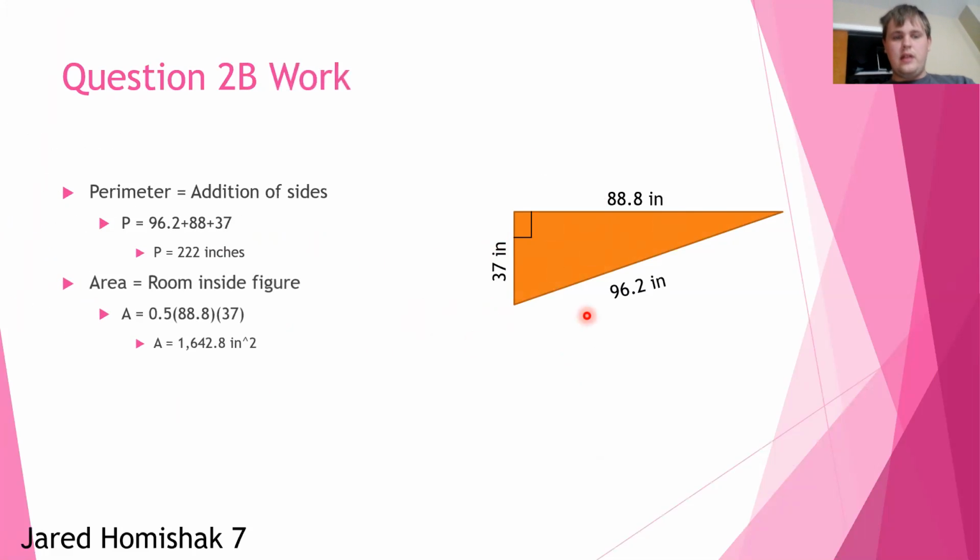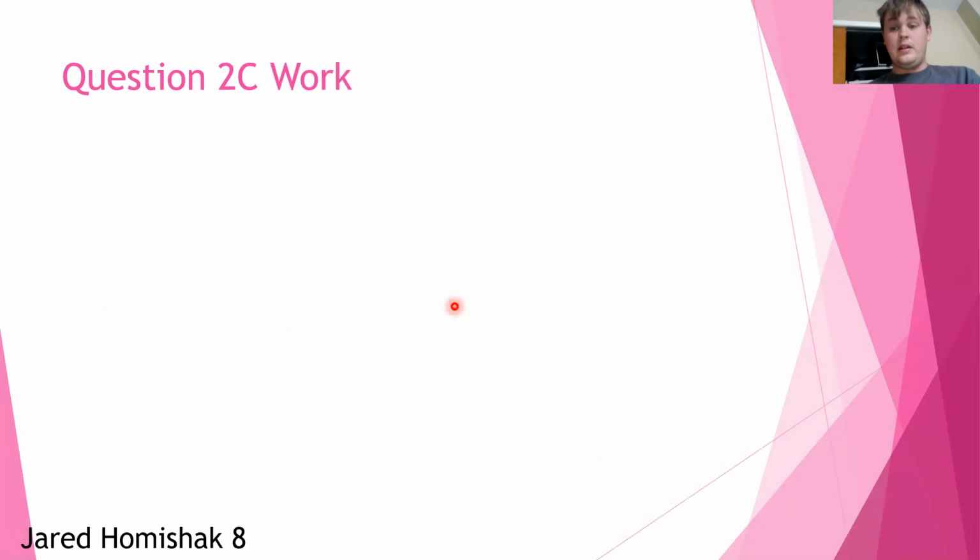Now, area, once again, half of the base times the height. Our base here is 88.8, and that's always going to be this side here that's the longest and straight. And our height is the one that goes up and down vertically. So that is 37 inches, and that all comes out to be 1,642.8 inches squared.